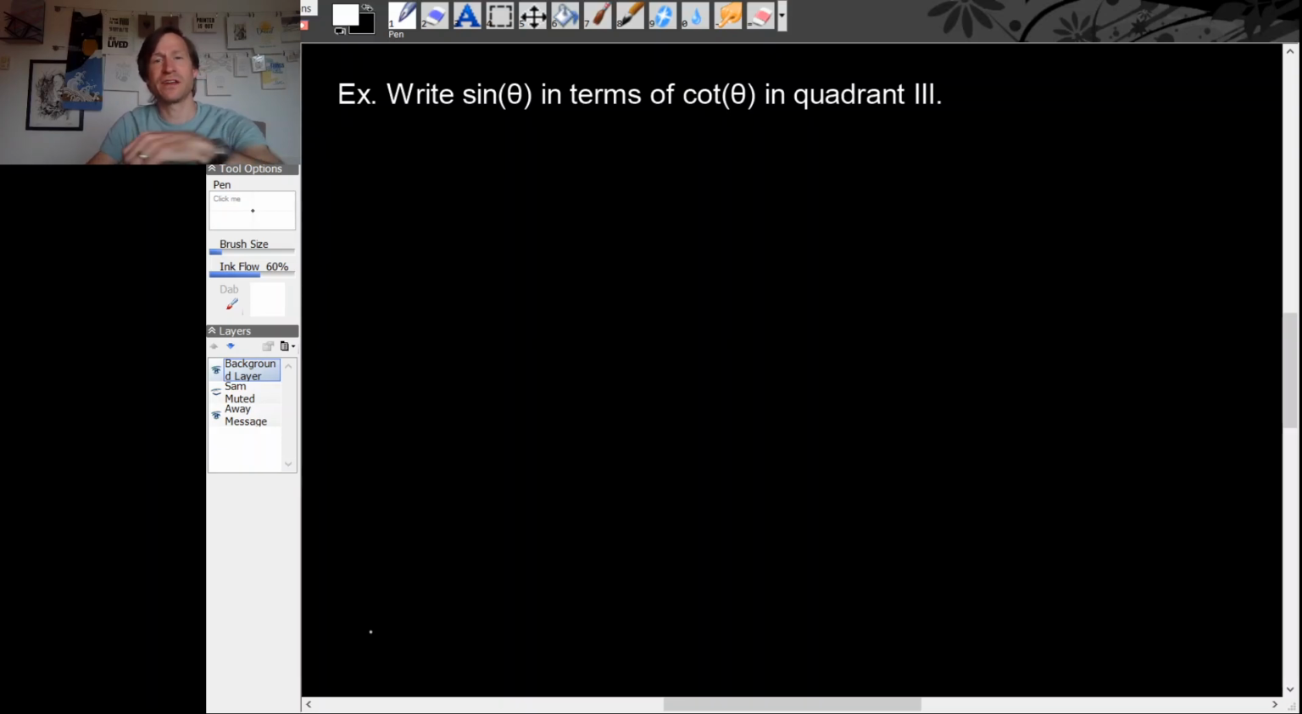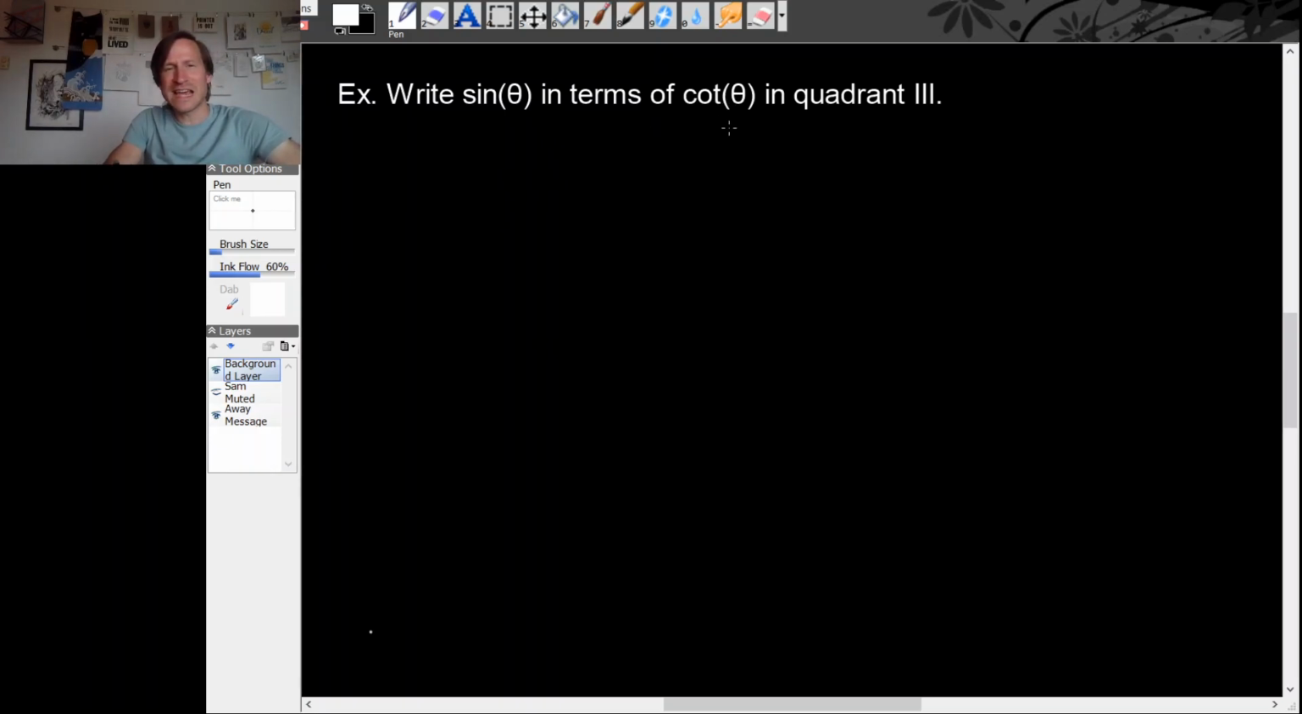Let's write sine of theta in terms of cotangent of theta when we're in quadrant 3. One thing that makes this tricky is cotangent is itself built out of sine and cosine together, so it's kind of hard to isolate that relationship and express sine in terms of just cotangent instead of some combination of cotangent and tangent.